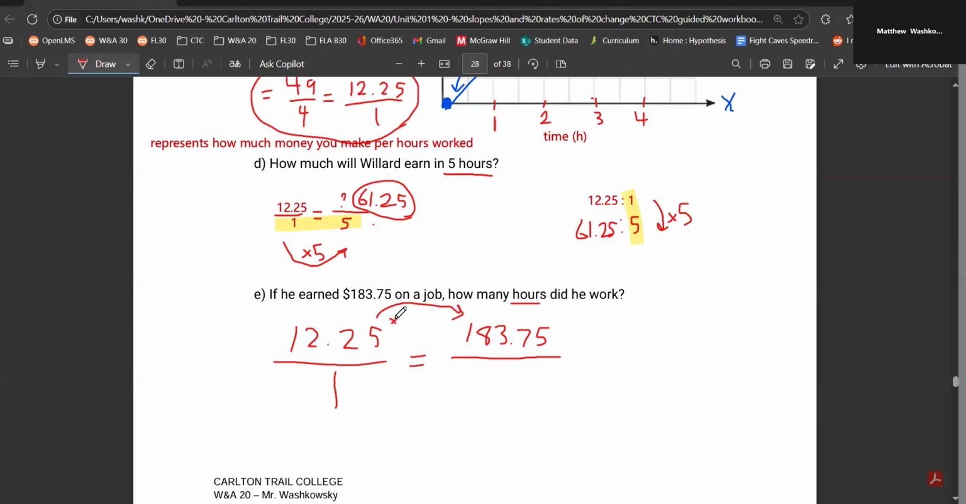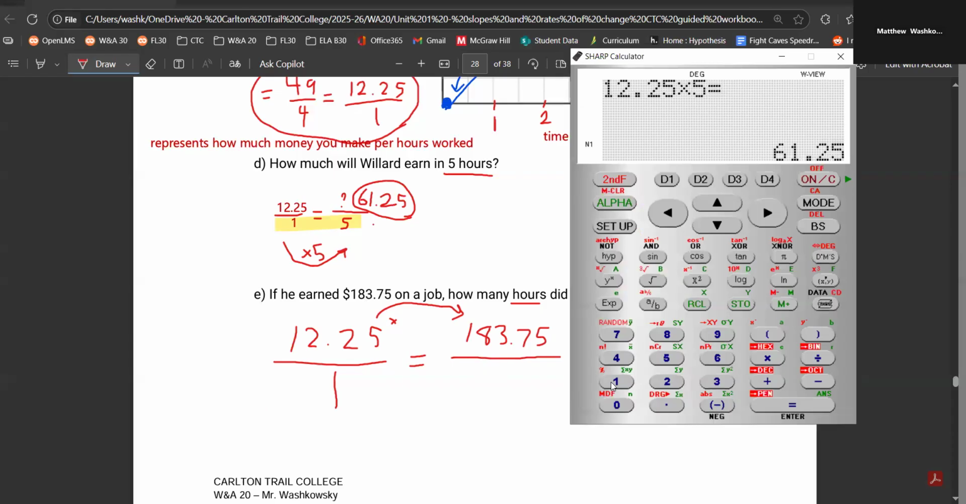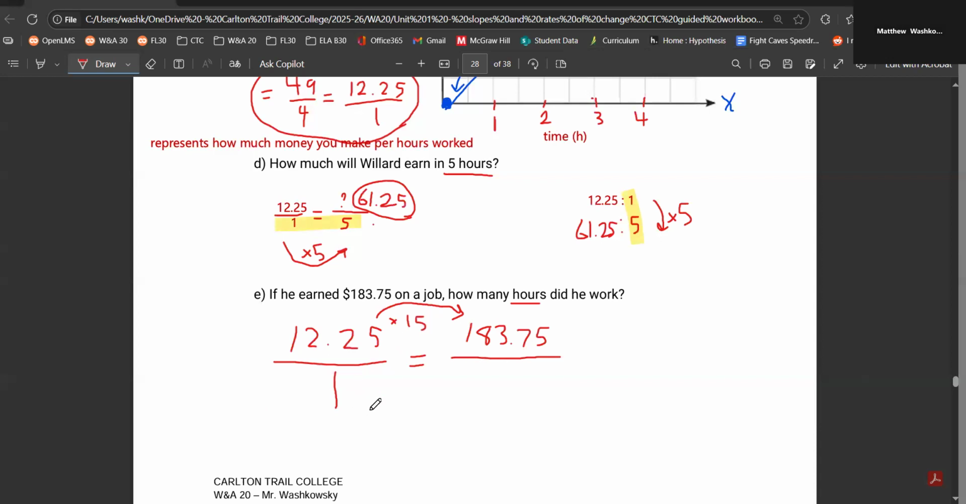Same thing, 12.25 times something gives me $183.75. How do I find that something? Work in reverse, $183.75 divided by the 12.25, 15. So times 15. So that means 1 times 15 is, well, 15. So he worked, answer the question, he worked 15 hours.